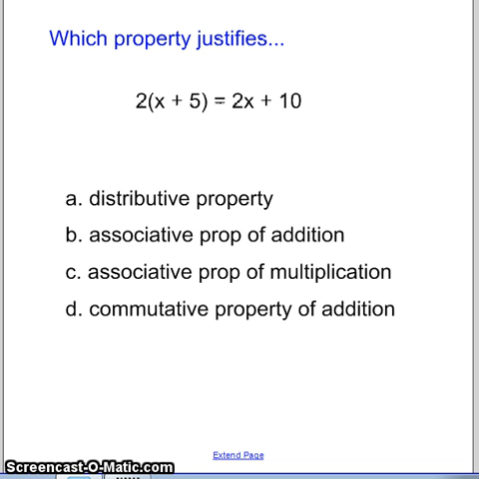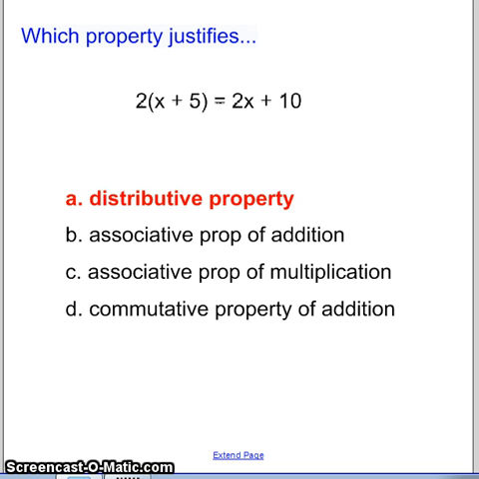First thing we're going to talk about, which property is illustrated in this problem? Well, we're going to multiply 2 times x and 2 times 5 to get rid of the parentheses and to get 2x plus 10. So that one's going to be the distributive property.